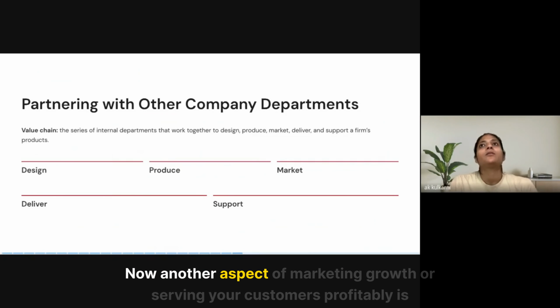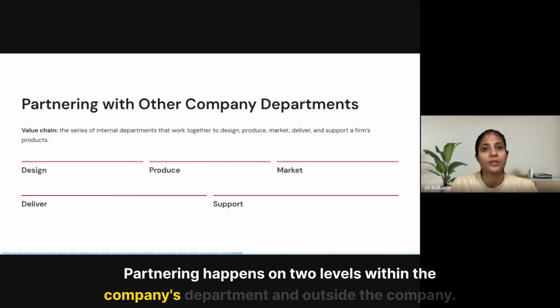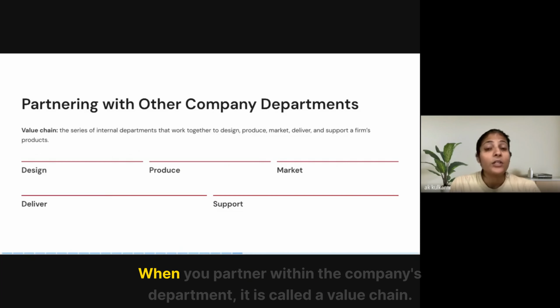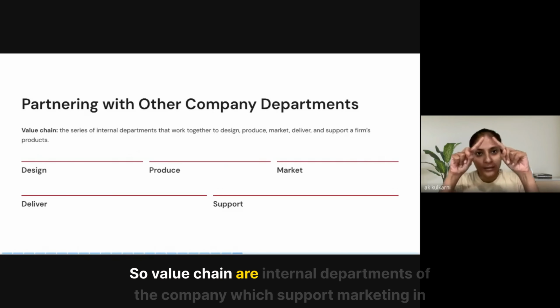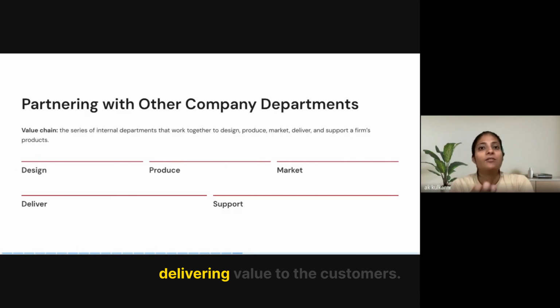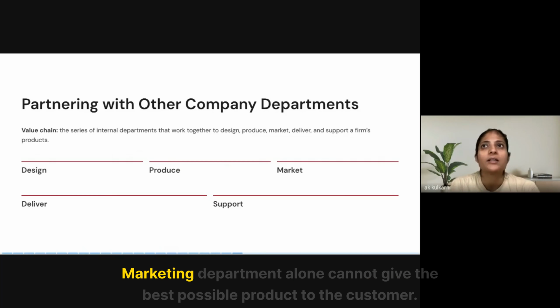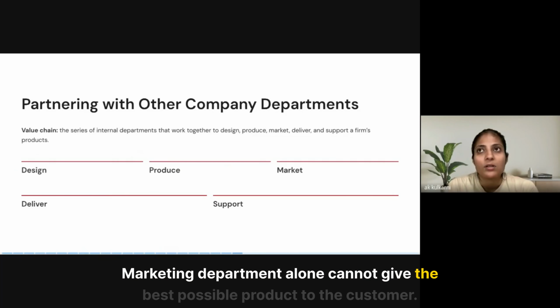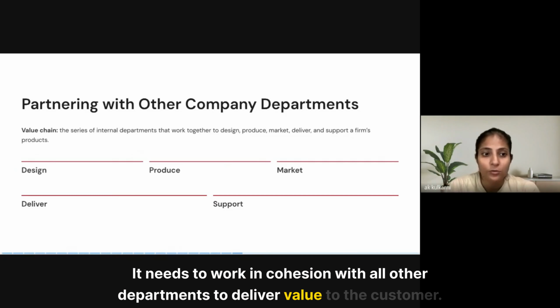Now, another aspect of marketing growth or serving your customers profitably is partnering. Partnering happens on two levels: within the company's departments and outside the company. When you partner within the company's departments, it is called a value chain. So, value chain are internal departments of the company which support marketing in delivering value to the customers. Marketing is not a stand-alone effort. Marketing department alone cannot give the best possible product to the customer. It needs to work in cohesion with all other departments to deliver value to the customer.